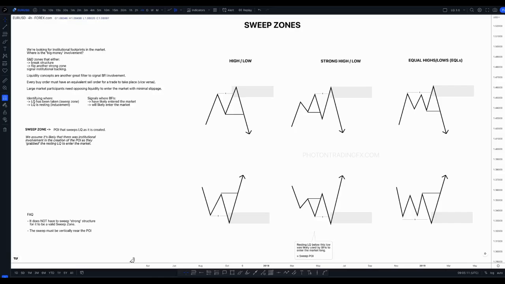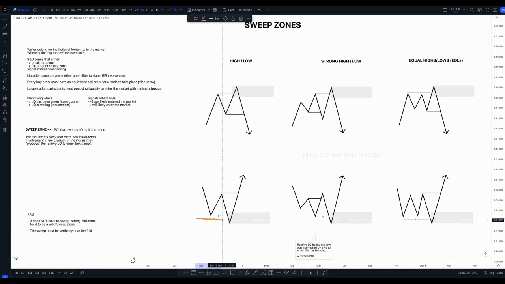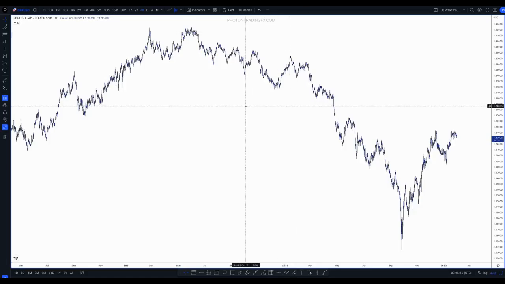So, a 20-second recap on what a sweep zone is. It's essentially another filter that we are using that potentially indicates that a supply or demand zone was created by institutional, big money involvement, because the theory is that they've likely used the available sell side liquidity below that low to enter their long positions, which then leads to that break of structure, or likewise using the buy side liquidity above those highs to enter their short positions. Okay, so let's go and look at what these look like on an actual chart.